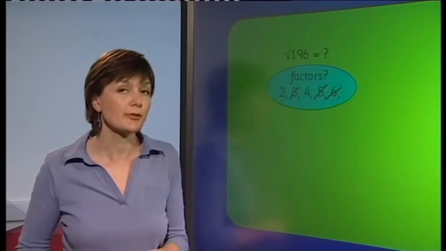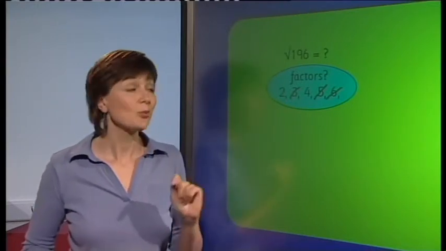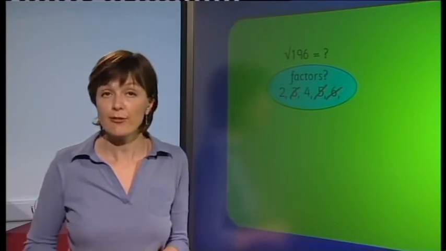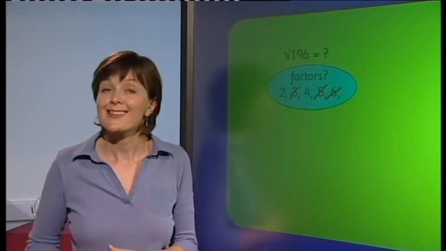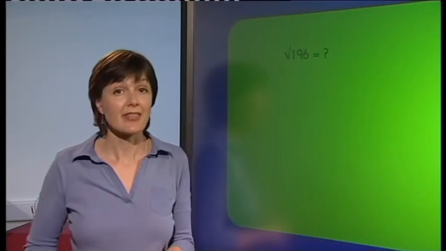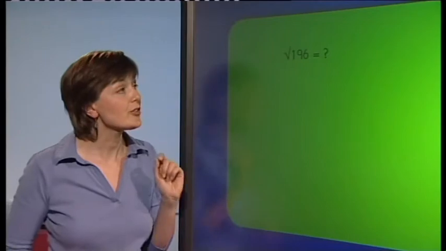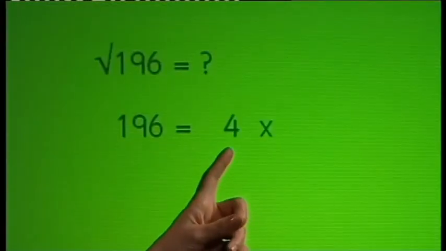Which of our 2 possible factors should we use, 2 or 4? Well, we need 4 for 2 reasons. Firstly, using 4 as a factor will make the other factor smaller. And secondly, 4 is a square number, and that's what we're looking for. So I'll factorise 196 as 4 times something.